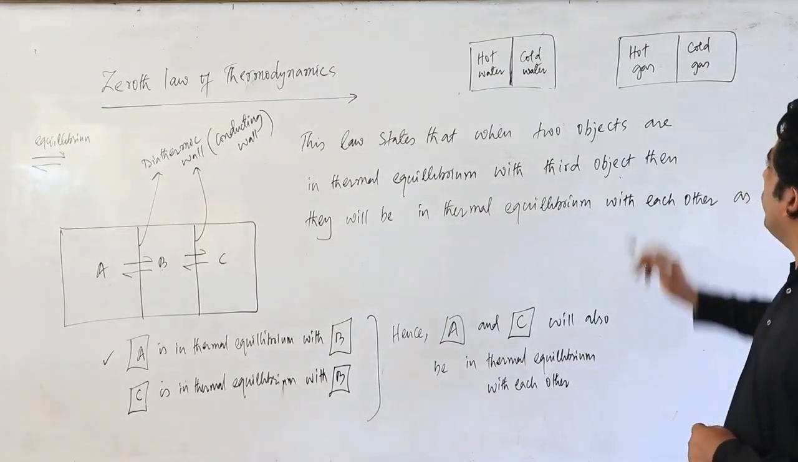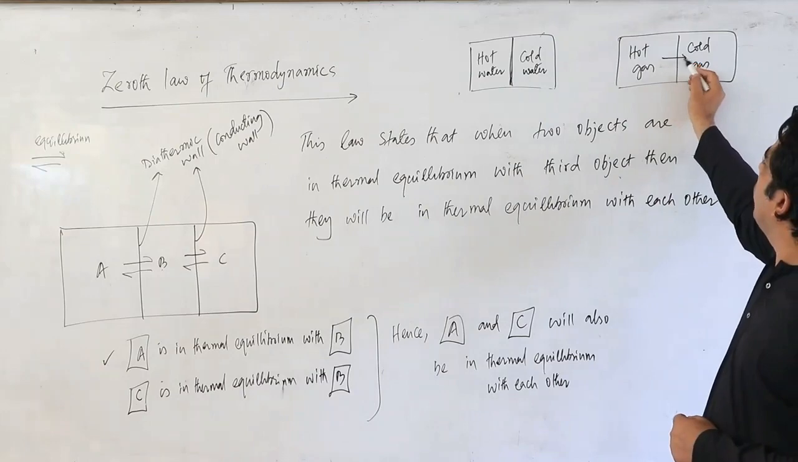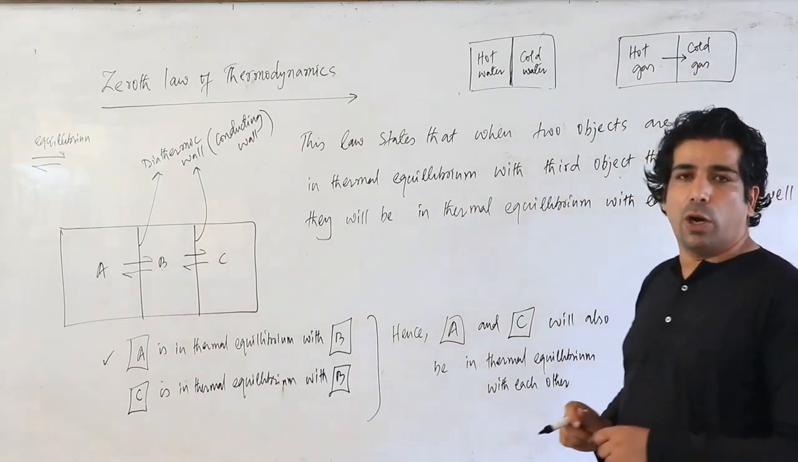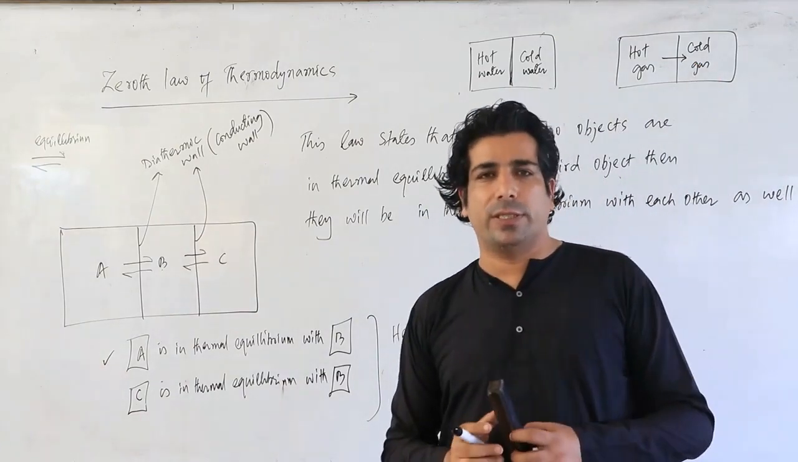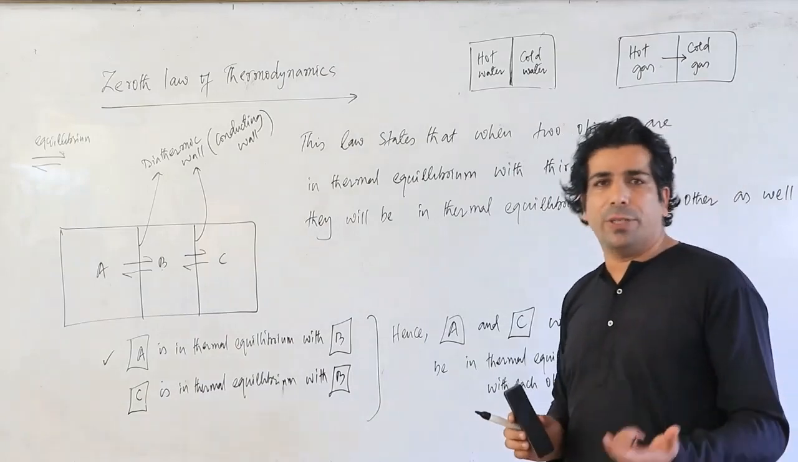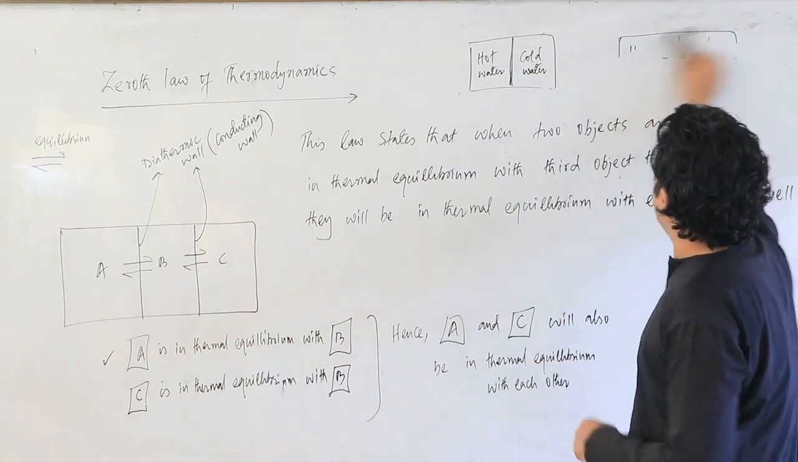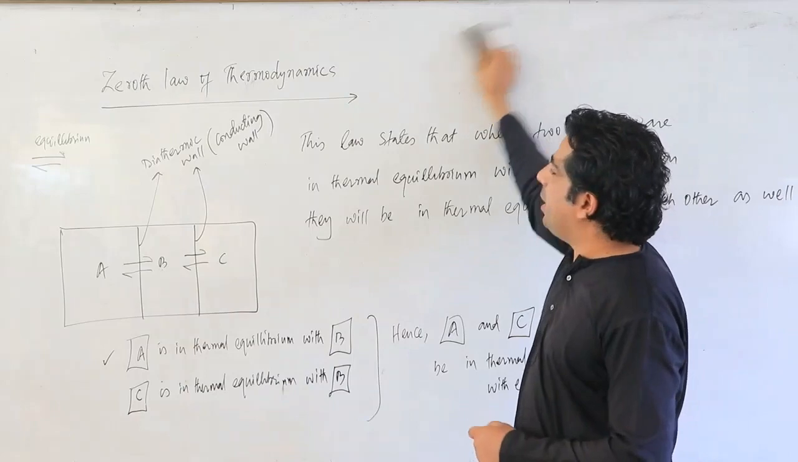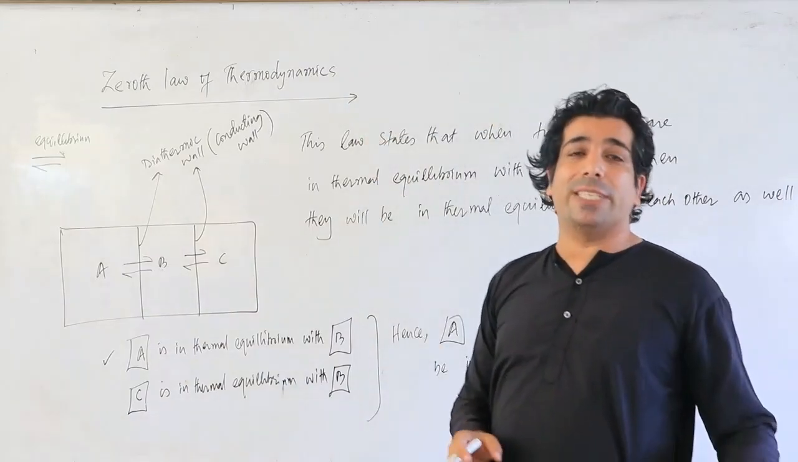So what will happen? The heat will always flow from where to where? From the hotter object to the colder object. So heat flows from hotter body to colder body. So it will keep on flowing. The heat will keep on flowing till the equilibrium is achieved.